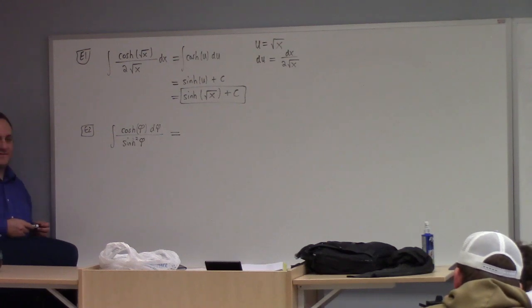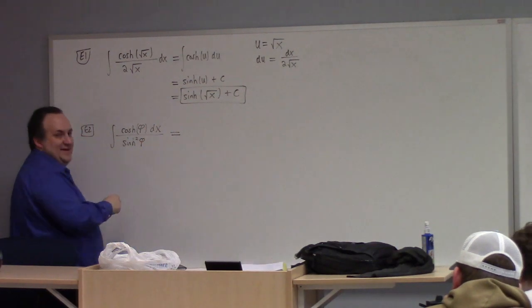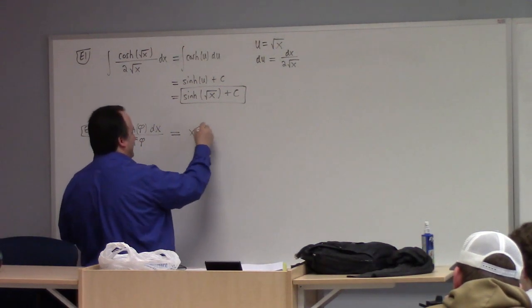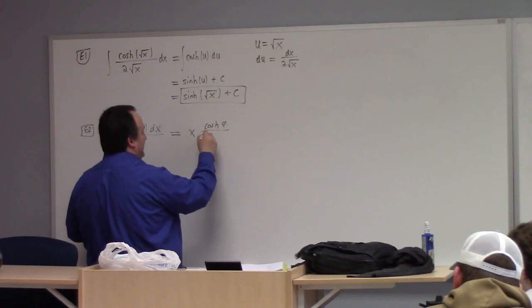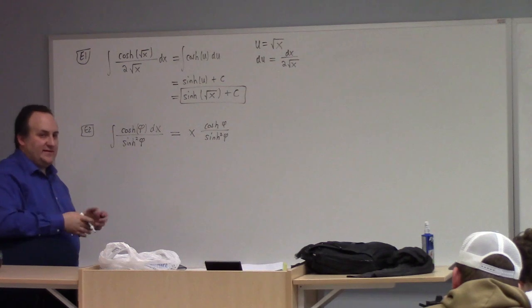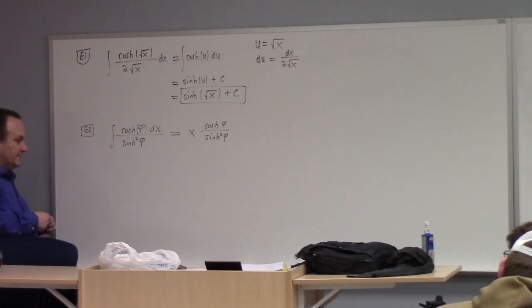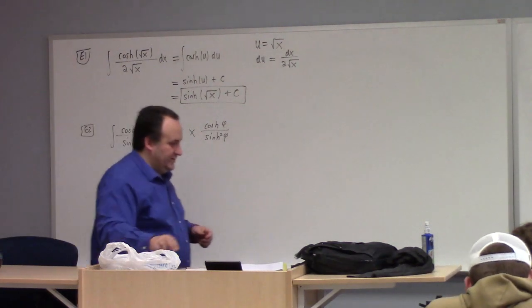I mean, that would be nice, you know. Hey, listen, if instead of this I had a dx here, then yeah, sure, you could just be like x cosh phi over sinh squared phi. I'd be right there with you, right? Assuming that phi is a constant, sure, you could do that. That's not what I'm saying. Oh, okay. I'm sorry.